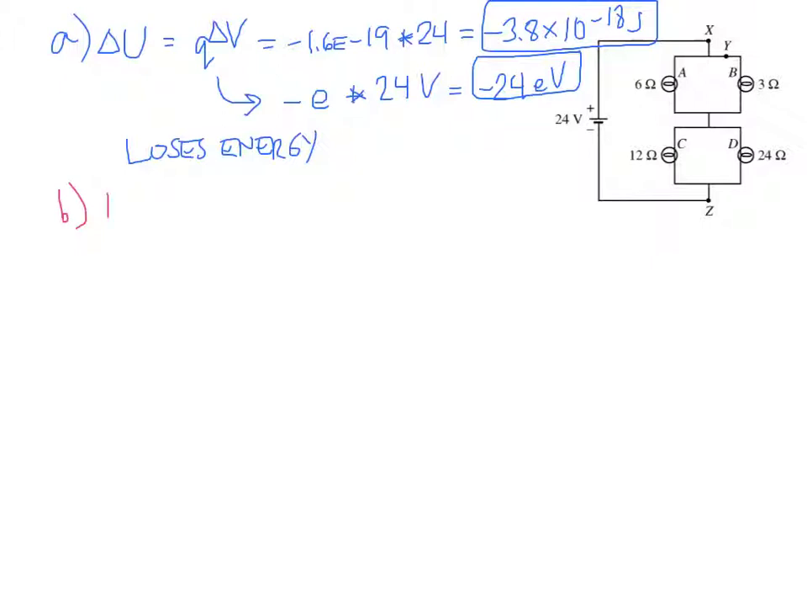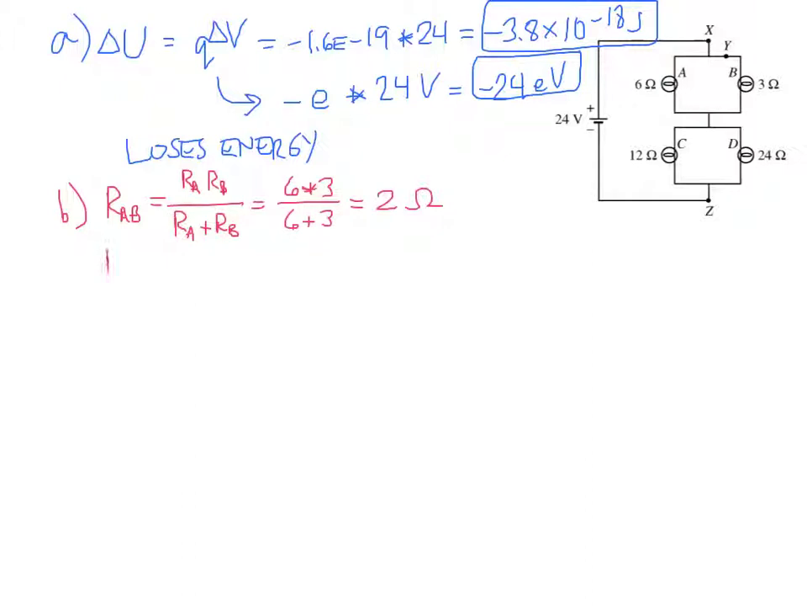Because it's just two bulbs in parallel, we can use the shortcut formula: the resistance of A and B combined is equal to the product of those two resistors, RA times RB, divided by the sum of those two resistors, RA plus RB. And that's equal to 6 times 3 over 6 plus 3, or 18 divided by 9, which is 2 ohms.